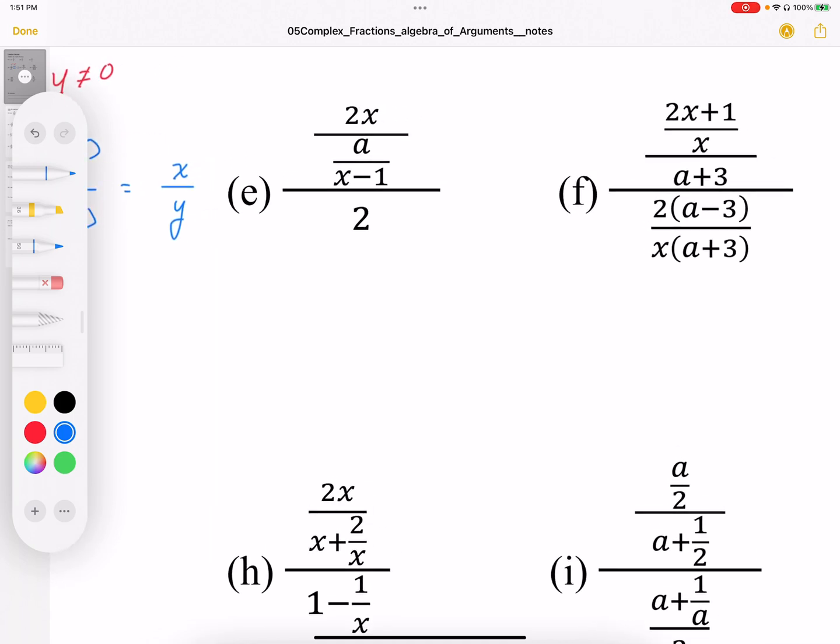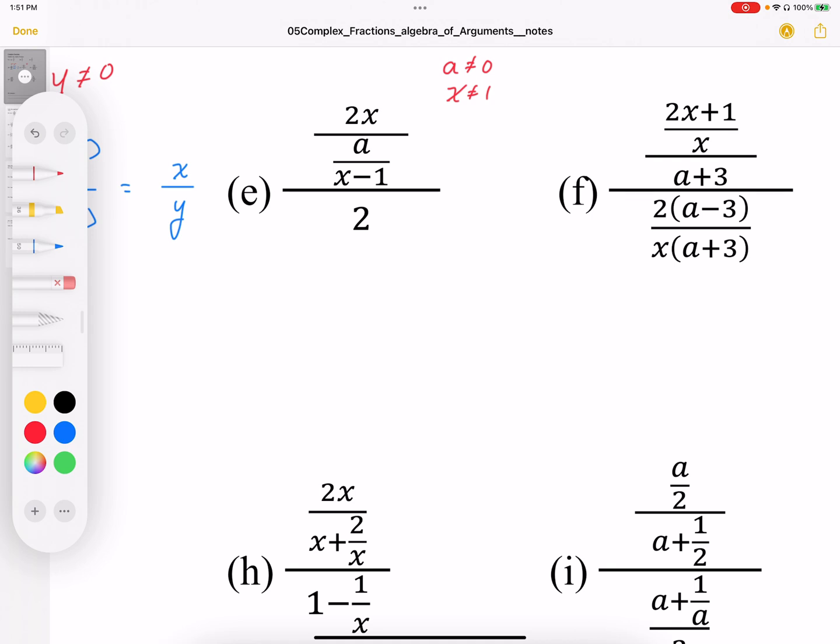This one here, again, we need to make sure that we state our restrictions first. Anything that's a divide, so there's a divide by a, so a cannot be equal to 0. There's a divide by x minus 1, so x cannot be equal to positive 1. Once I've stated my restrictions, any divide by zeros, I can then see if I can simplify this.